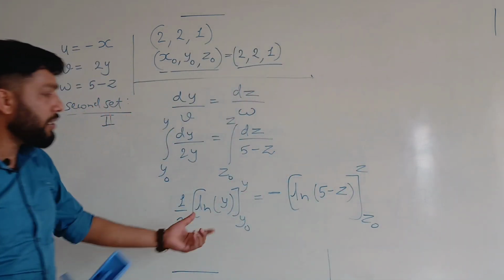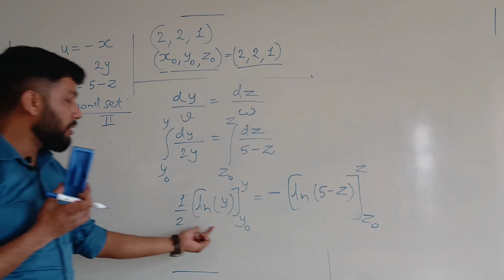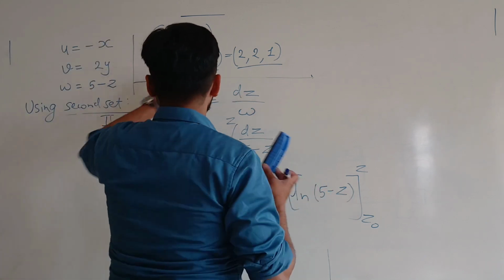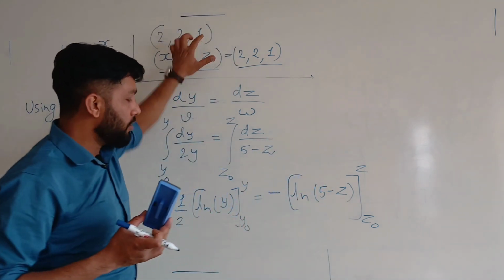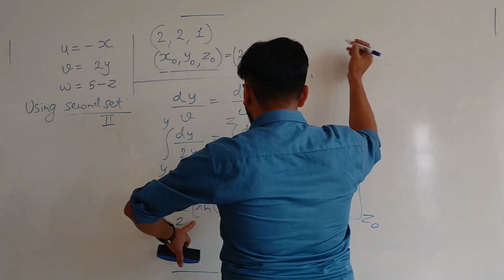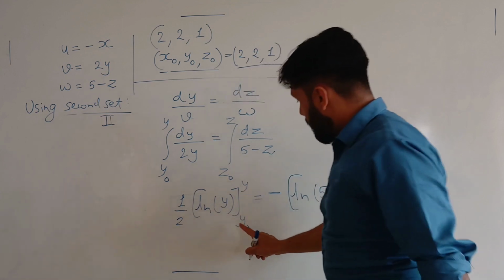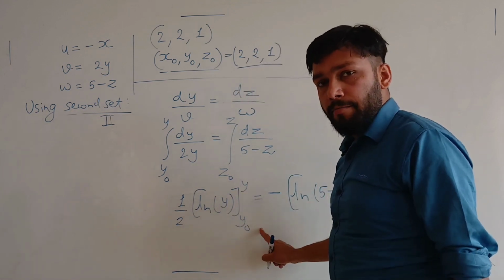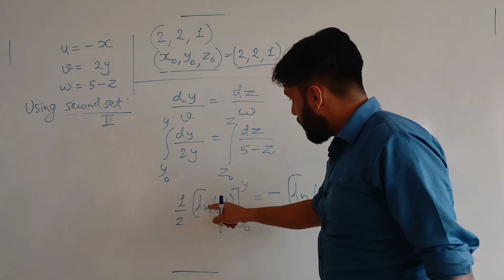This is a limit, which is called a definite integral, and you can put the values of y naught and z naught from here. y naught is 2 and z naught is 1. So to get the equation of streamline, let's simplify this. ln y minus ln y naught, how much mathematically? ln y minus ln y naught is ln y by y naught.